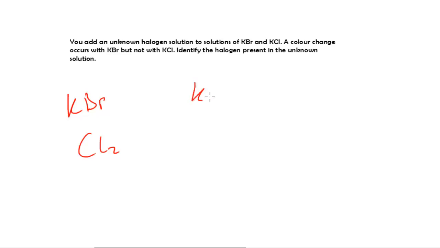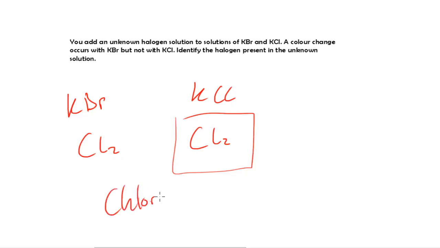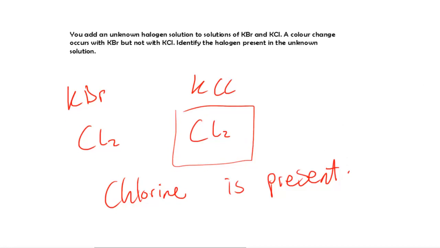What would displace KBr and not KCl? Well, Cl2 again. So from these two pieces of evidence, which both point towards a specific halogen, we can see that Cl2 is the halogen which is present in the unknown solution. So we can say for this question, chlorine is present. So yeah, let's move on to the next situation.